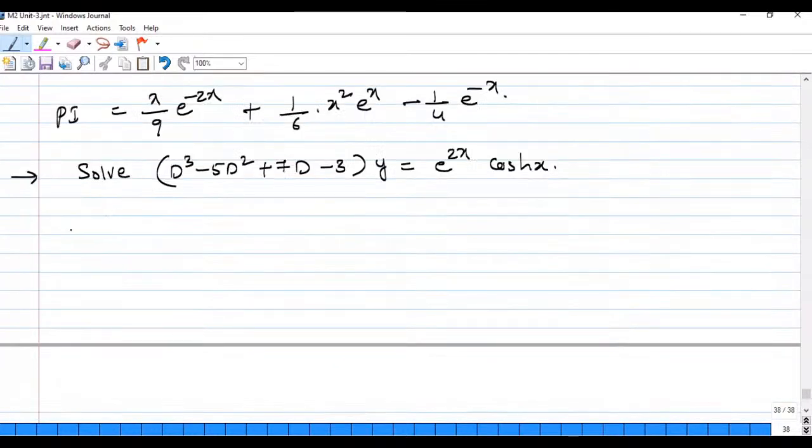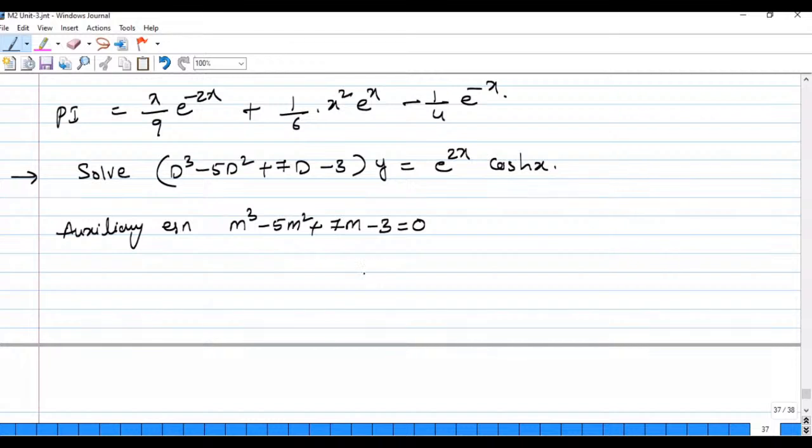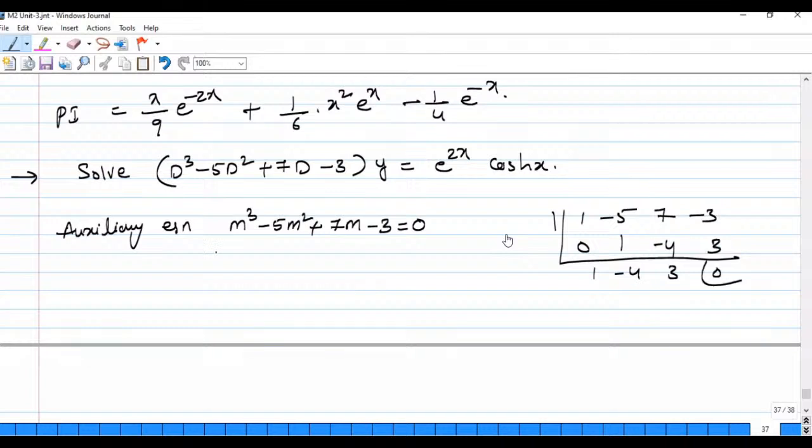What are the roots? m cube minus 5m square plus 7m minus 3 equals 0. Does m equal to 1 satisfy or not? m equal to 1: 1 minus 5 plus 7 minus 3 is 0. What are the other roots? 1 and 3. So the roots are 1, 1, 3.